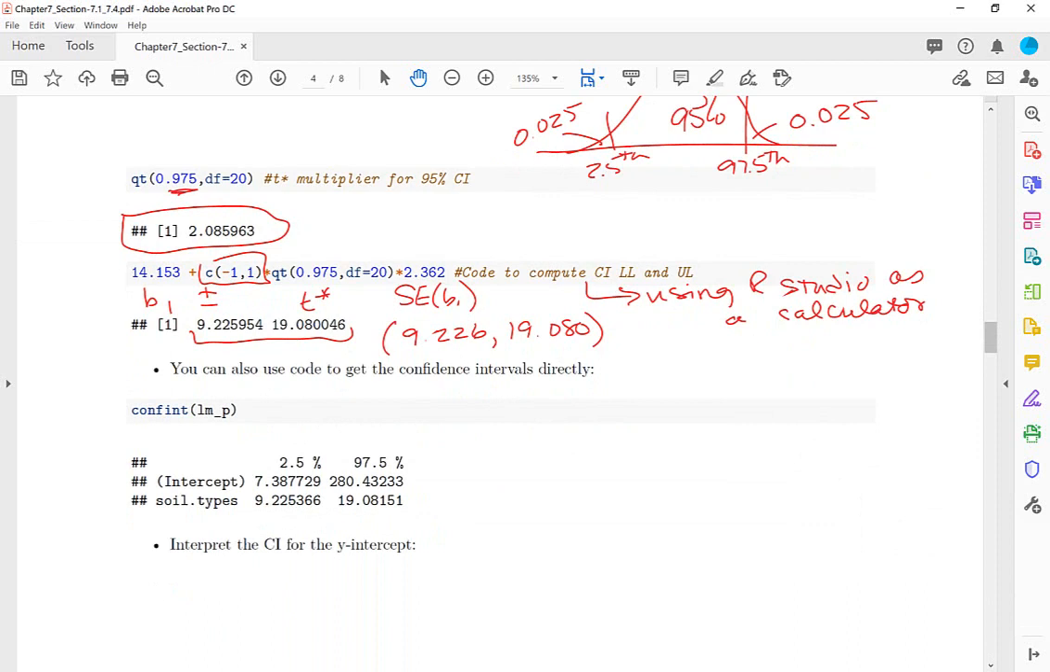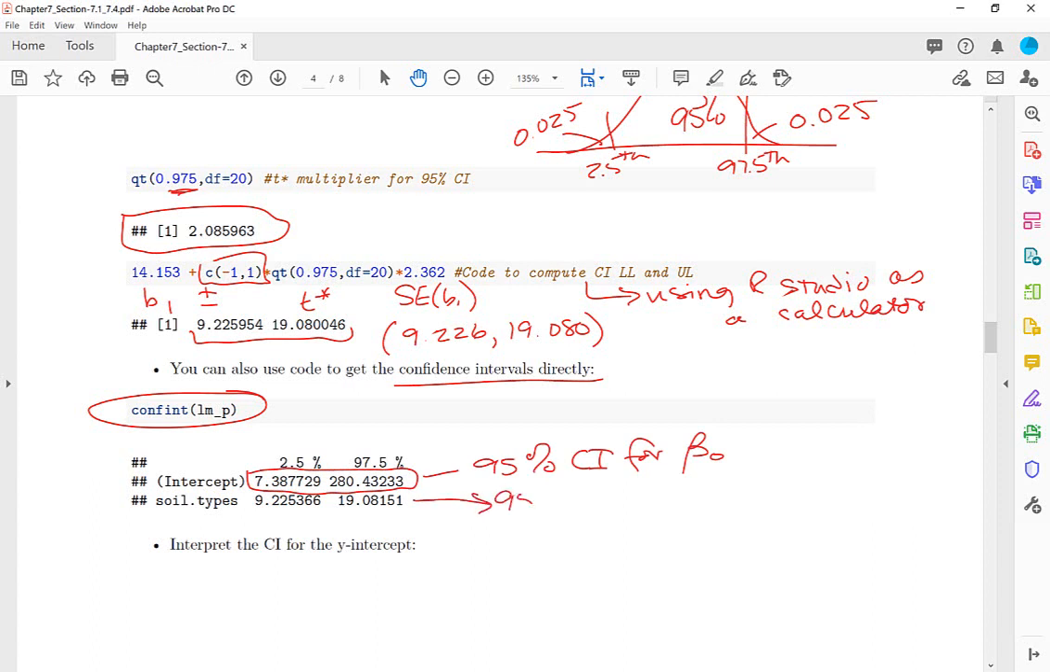We could also use code to get the confidence interval directly using this code in R. And now we can see the 95% confidence interval for our y-intercept and the 95% confidence interval for the true slope.